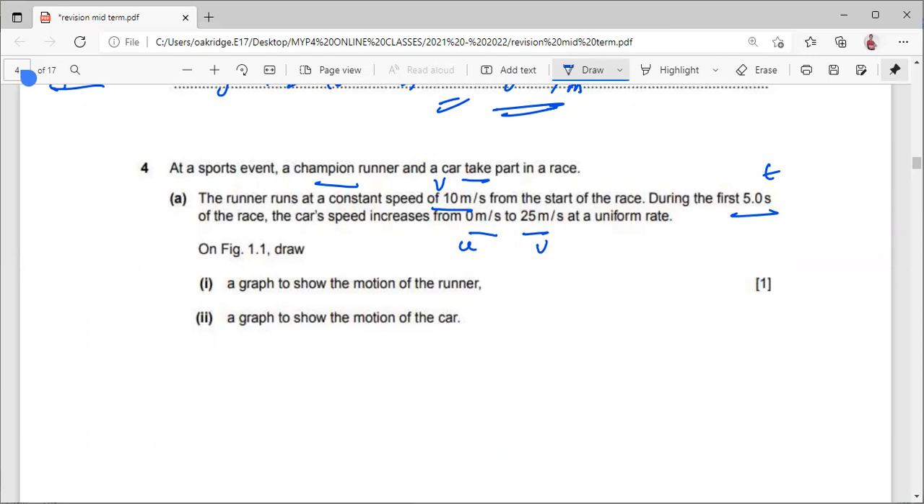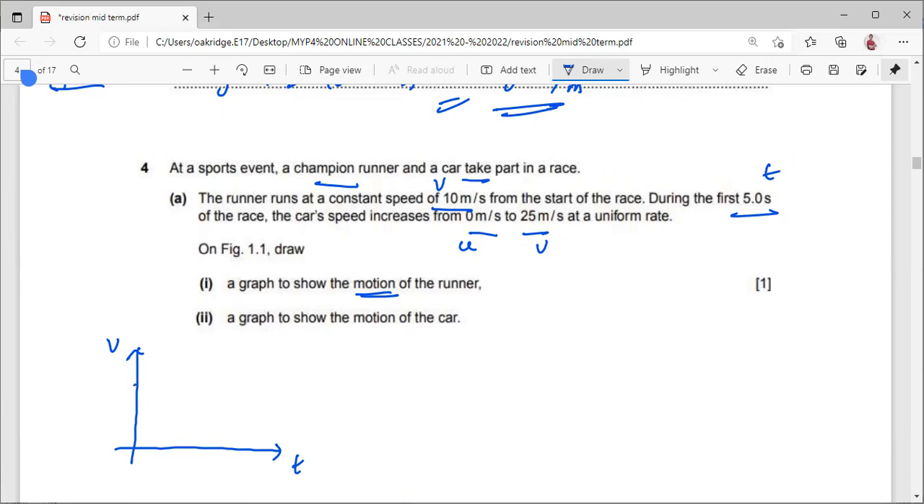Okay, so we will draw a VT graph. He has not asked you what graph you want to represent, right? Nowhere he has specified. You need to represent it using a VT graph because you're talking about the motion of the runner. The runner runs at a constant speed of 10 meters per second because you don't have any other data with you. You cannot draw an ST graph or an AT graph. You can always represent the motion using that, but unfortunately you don't have anything with you, right? So therefore, constant speed of 10 meters per second from the start of the race.